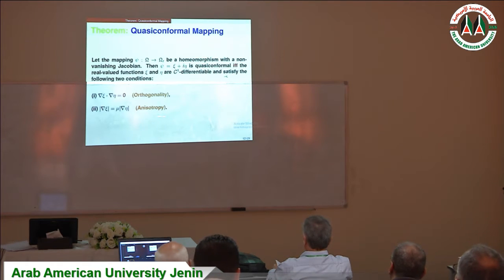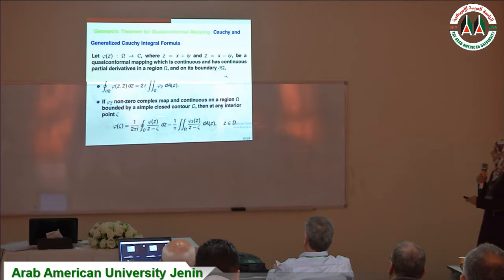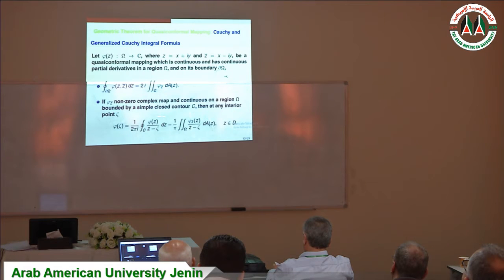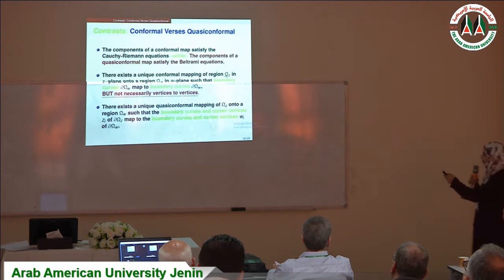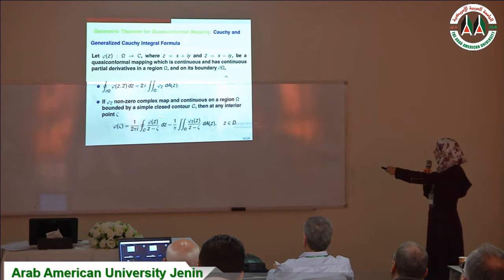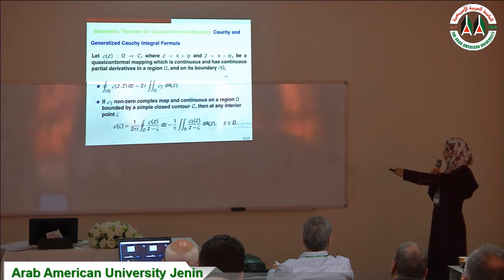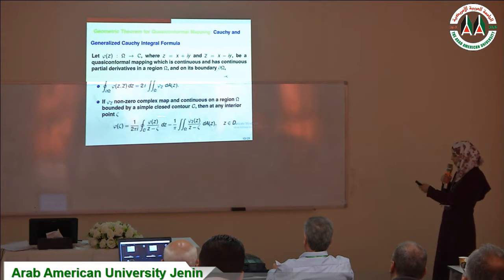Another property or theorem of quasi-conformal mapping: if we have a homeomorphism function with a non-vanishing Jacobian, then chi is quasi-conformal if and only if the real valued functions are continuously differentiable and satisfy orthogonality and anisotropy properties. Here are some theorems for quasi-conformal mapping that are generalizations of theorems for conformal mapping. If we look here, if phi z conjugate equals 0, this theorem reduces to the theorem for conformal mapping.